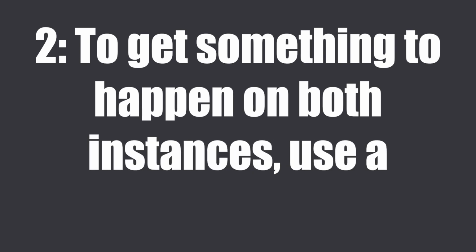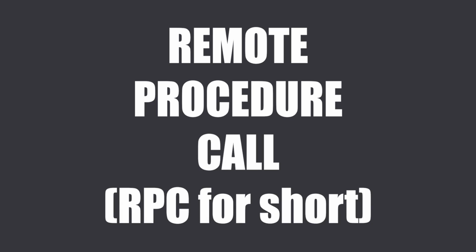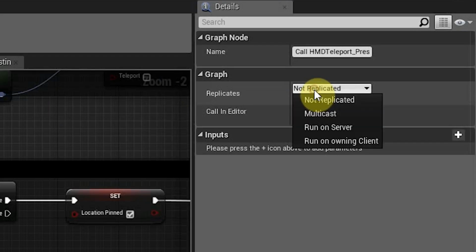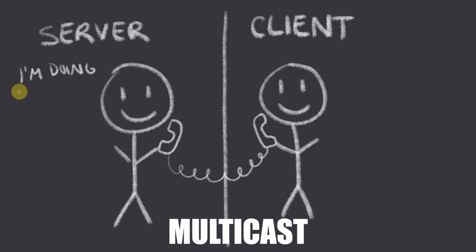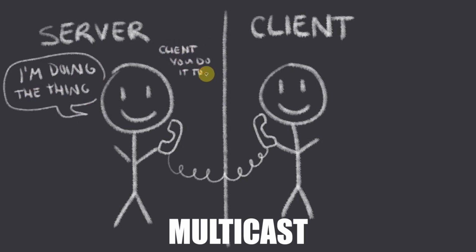2. To get something to happen on both instances, you need them to talk to each other using a special kind of custom event called a remote procedure call. The way to do that is by choosing the right replication setting on your custom events. Multicast runs the event locally, as well as replicating it to every other client. This one can only be called from the server. This would make sense for something like starting or ending a match, for example.